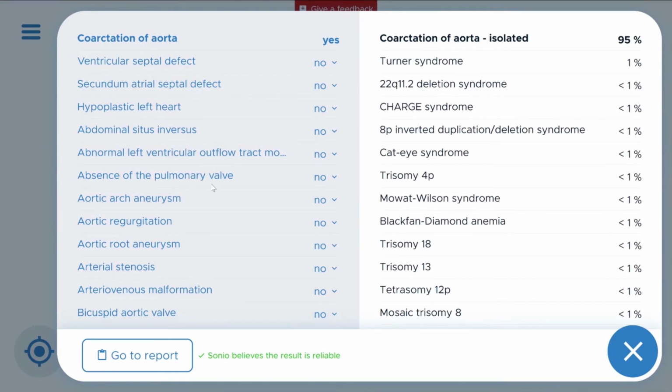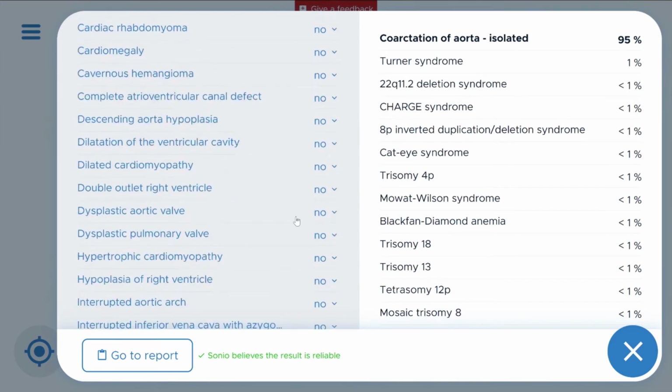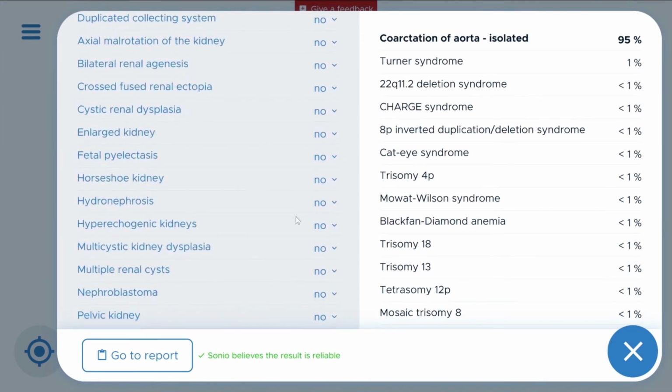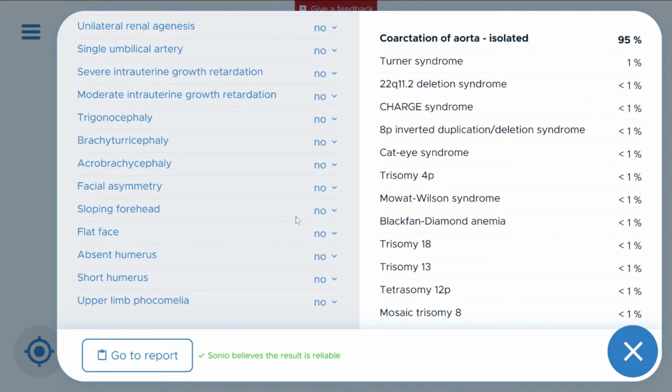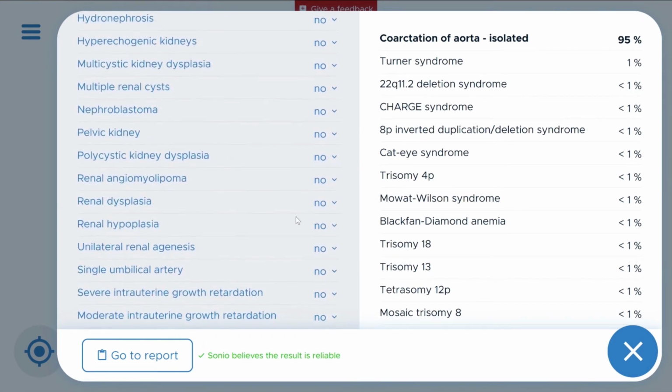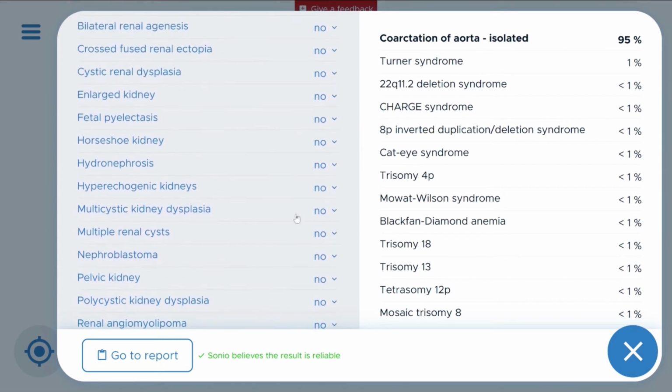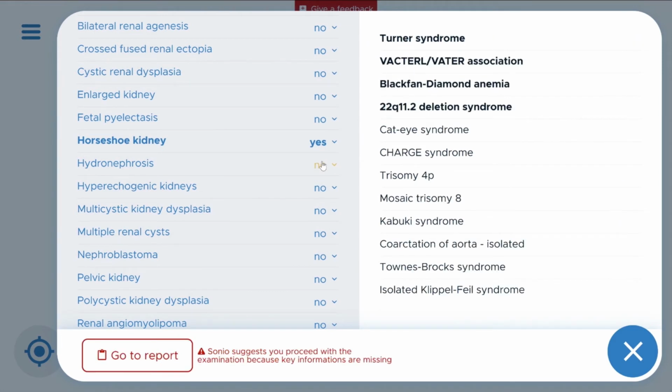Now at this point, you may have second thoughts about the visualization of the kidneys, and you may consider a horseshoe kidney. Now, you may do so in the list of signs and say yes, which immediately changes the probability of syndromes, making Turner syndrome much more likely, along with other potential syndromes.